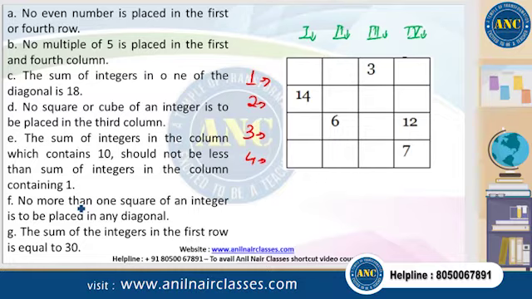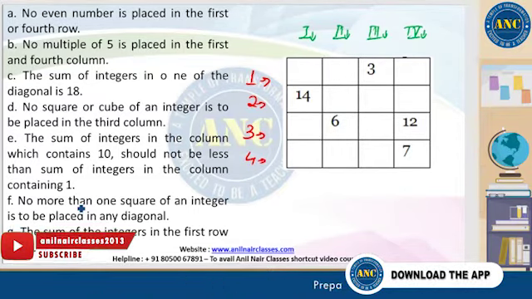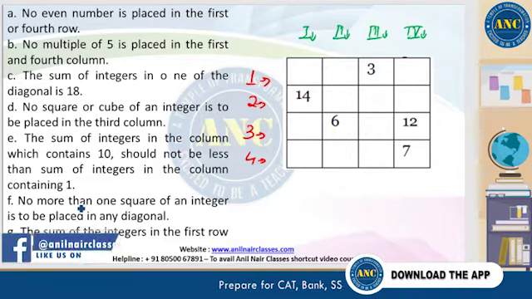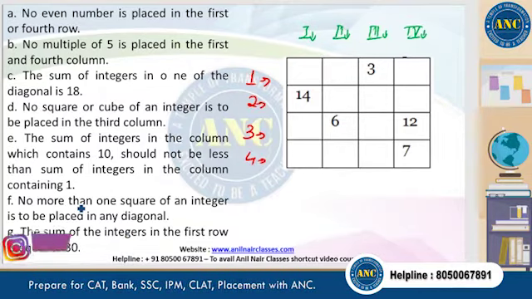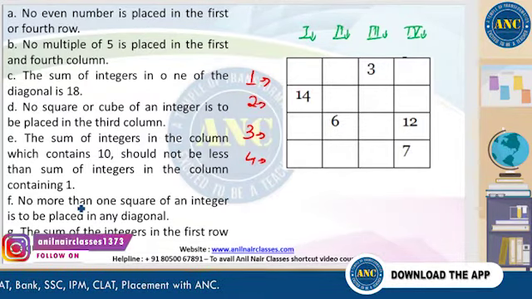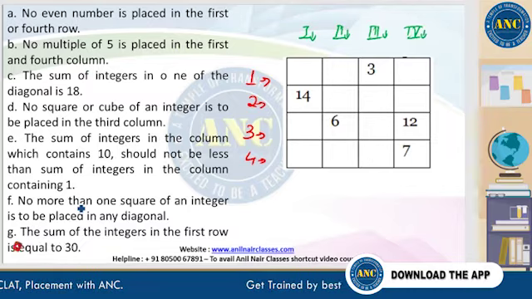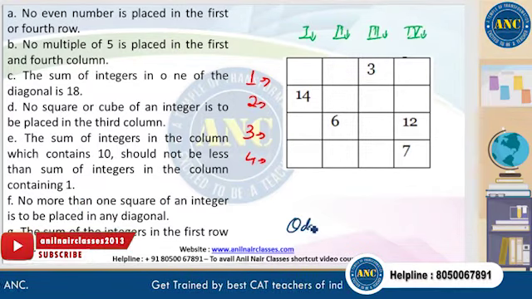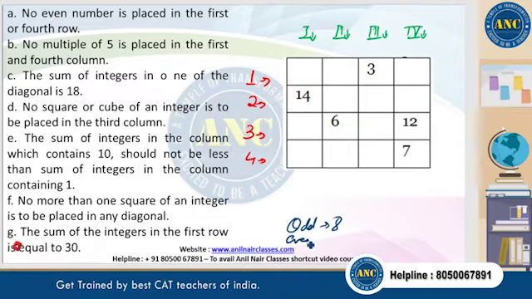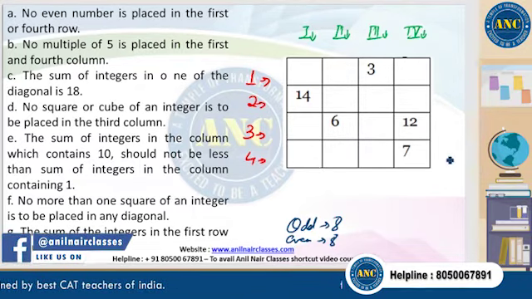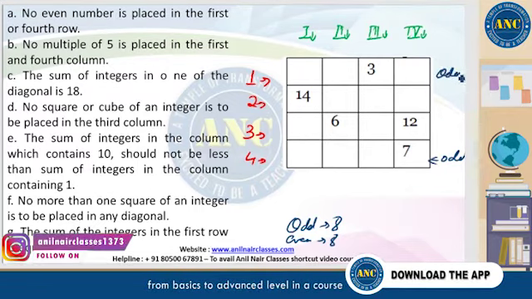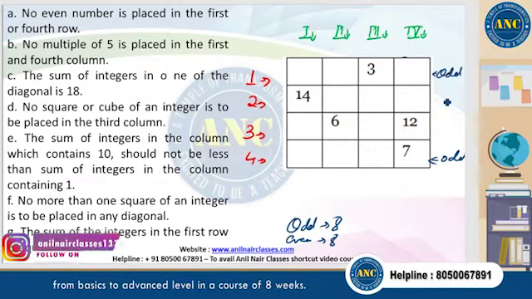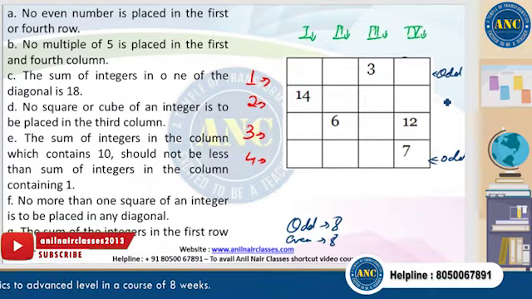Okay, so now no even number is placed in the first and fourth row. Okay, fine. That means all the even numbers are in the second and the third row. We all understand from 1 to 16, there are 8 even numbers, right? If you're talking of odd, there would be 8, and if you're talking of even, there would be 8. We only place odd numbers here, and the rest of the even numbers will come in the second row and the third row.